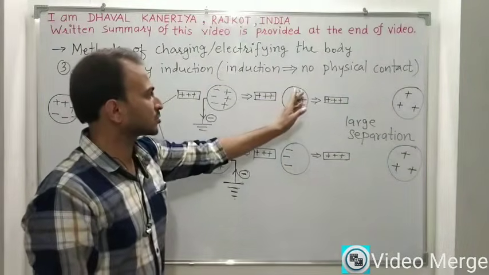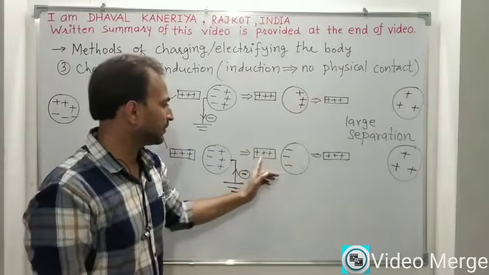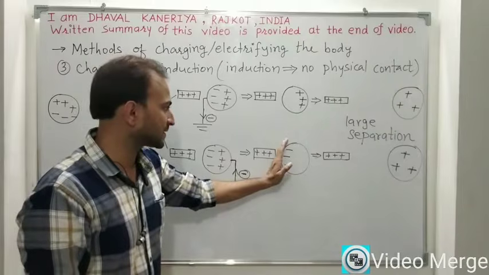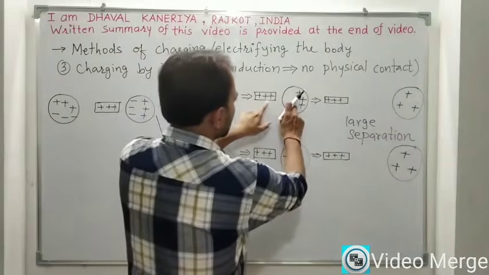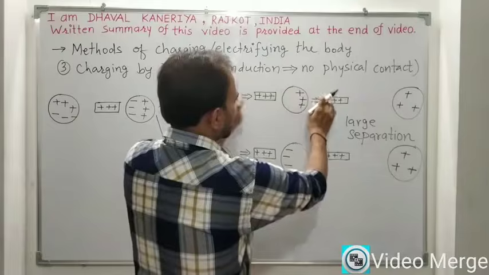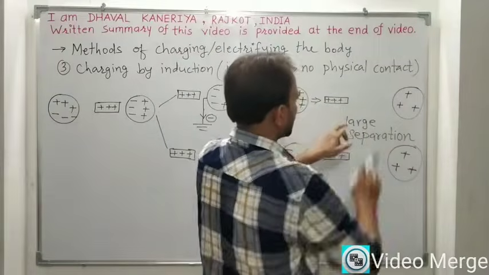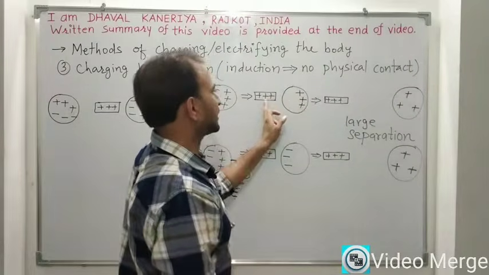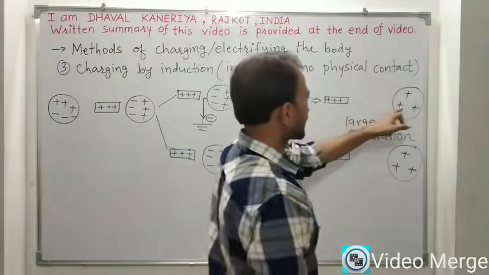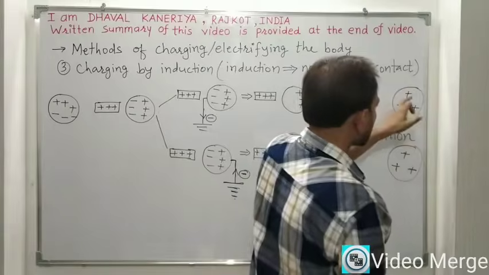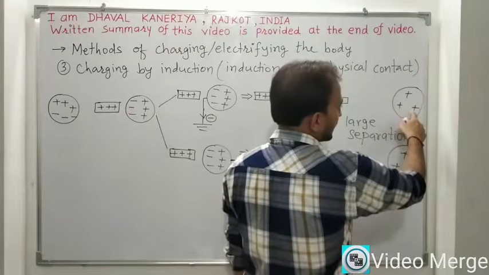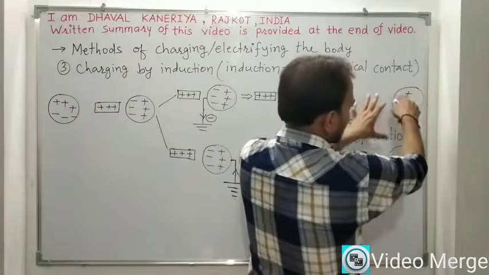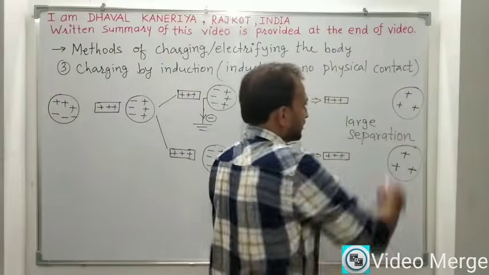Plus plus repulsion, so positives will remain on right hand side. Plus minus attraction, so negatives will remain on left hand side. Now when separation between these two is made very large, this positive cannot repel these positives. So because of mutual repulsion, 1, 2, 3 will mutually repel each other and go farthest from each other. So they distribute uniformly.